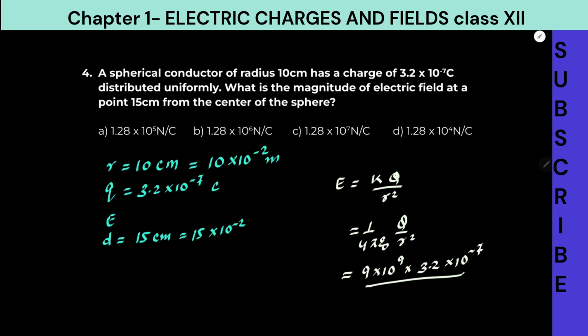Be very careful. You have to find the electric field at 15 centimeter. Then sir, why R is given? The radius of the sphere, just to confuse you. Be very careful with this. So 15 into 10 to the power minus 2 whole square.